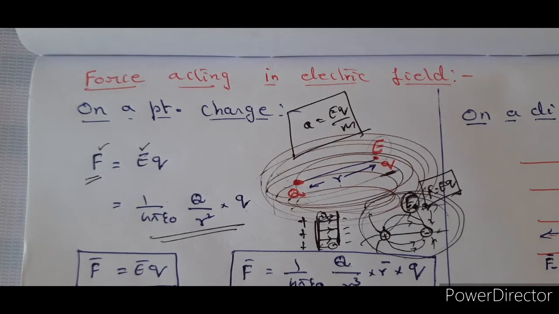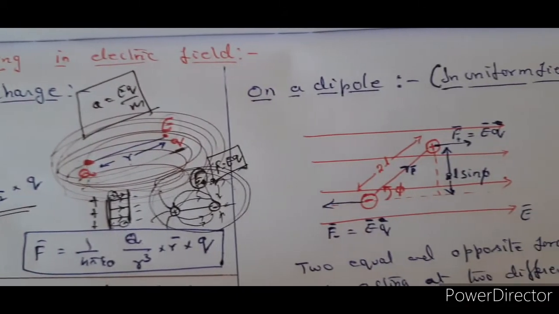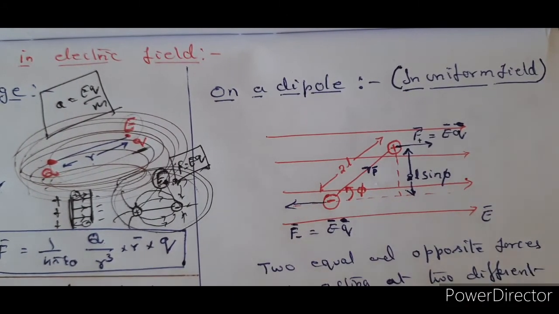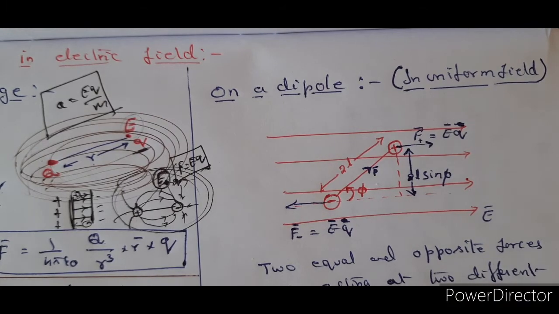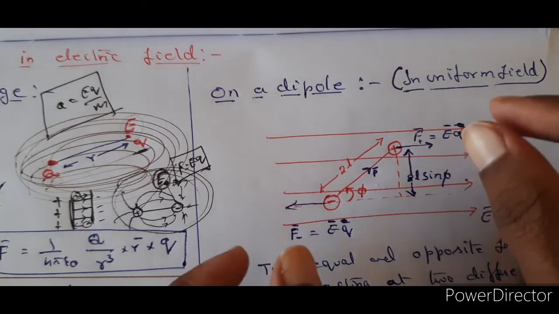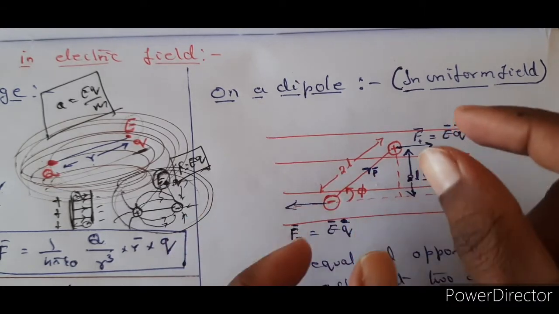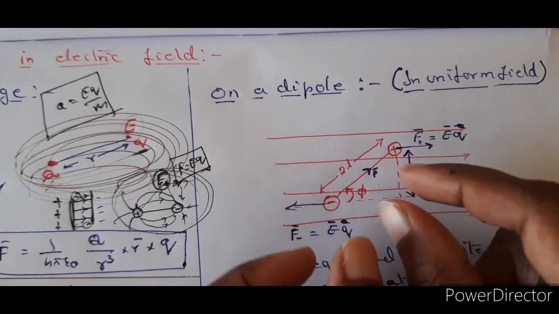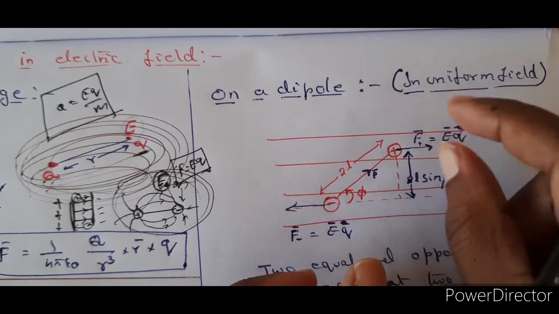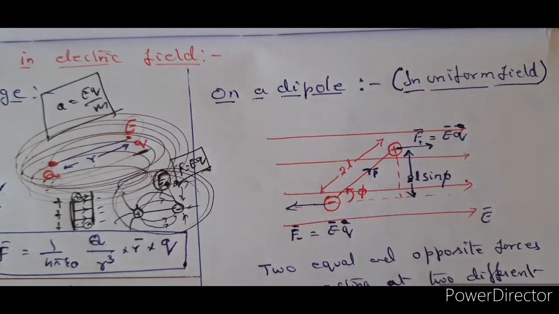Now coming to a dipole. A dipole is not a point charge. It is something like two charges of equal magnitude but opposite signs separated by a fixed distance. That means it is like two charges being combined in a field. Now how does it move? If one charge is moving, you will write F is equal to EQ and finalize in which direction the charge is moving.